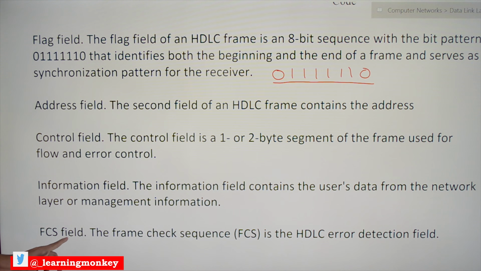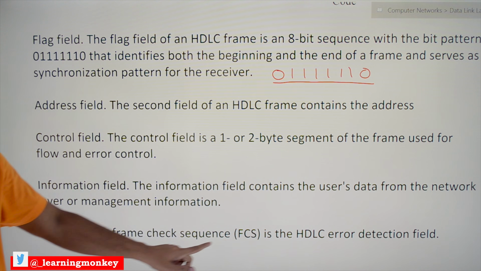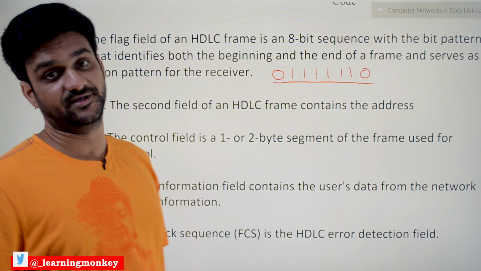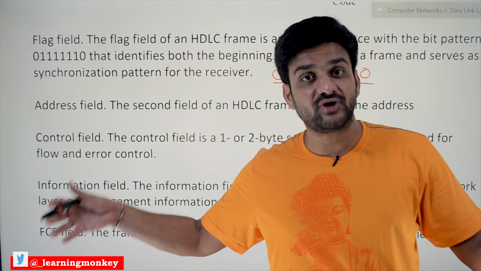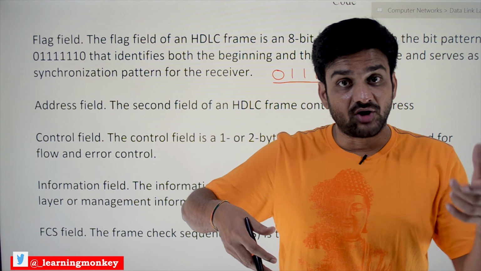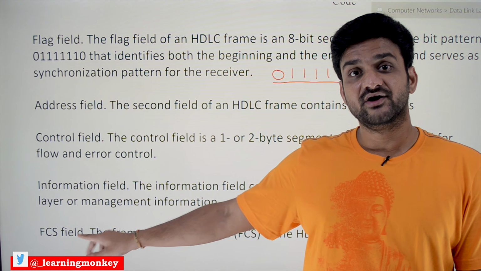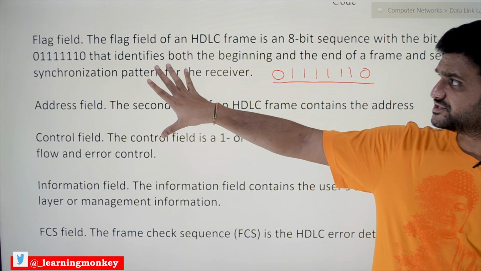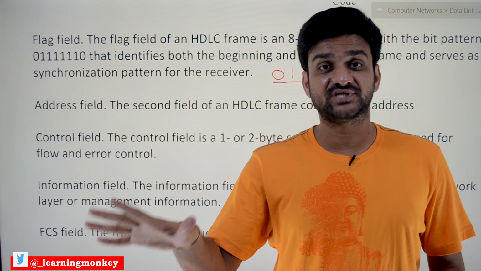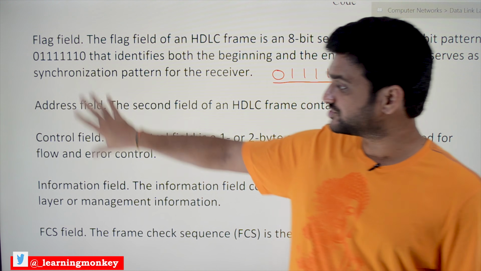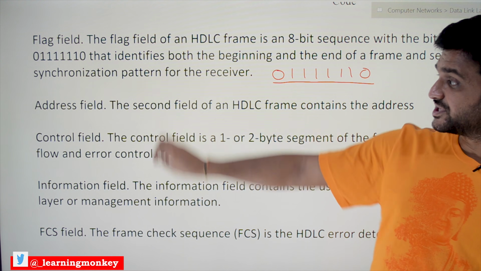And the next one is the FCS field, the frame check sequence. FCS stands for frame check sequence, the HDLC error detection field. In HDLC, the output that we obtain from the error detection technique, that output sequence of bits, will be placed in the FCS field. Okay, so this is the understanding about each and every field of the frame. There are different frames, I frame, S frame and U frame, and these are the fields which are used in all those frames.